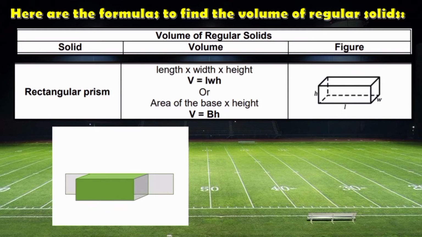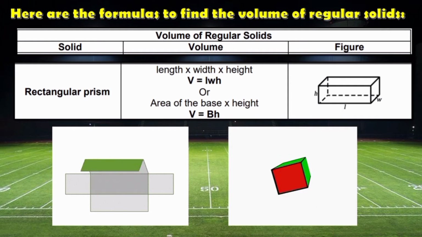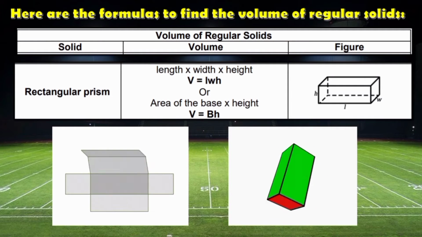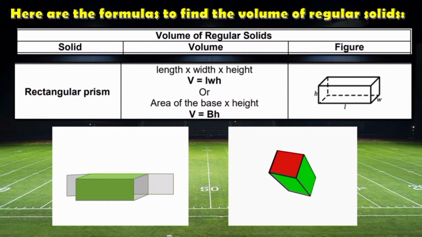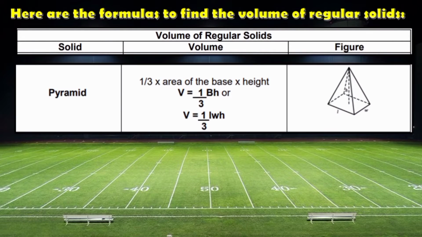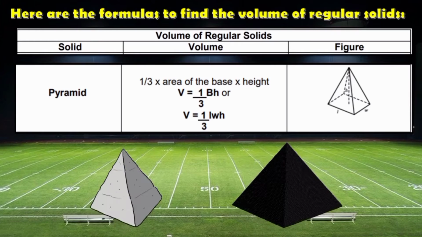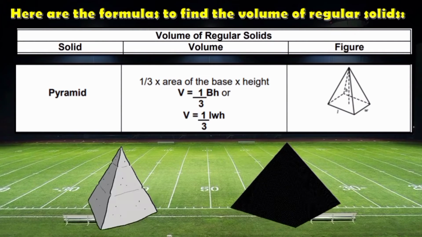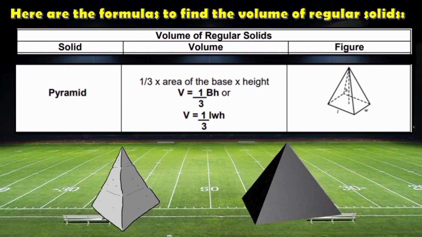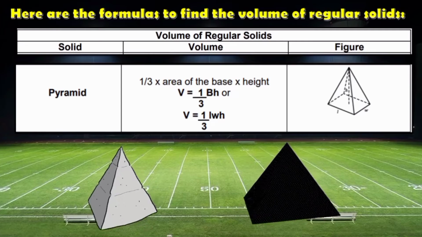Look closely at the figures. To get the volume, we need to multiply the length, the width, and the height, or simply get the area of the base, then multiply by the height. Next figure is the pyramid. To get the volume of the pyramid, multiply the area of the base by 1/3 and by its height, or simply 1/3 length times width times height.